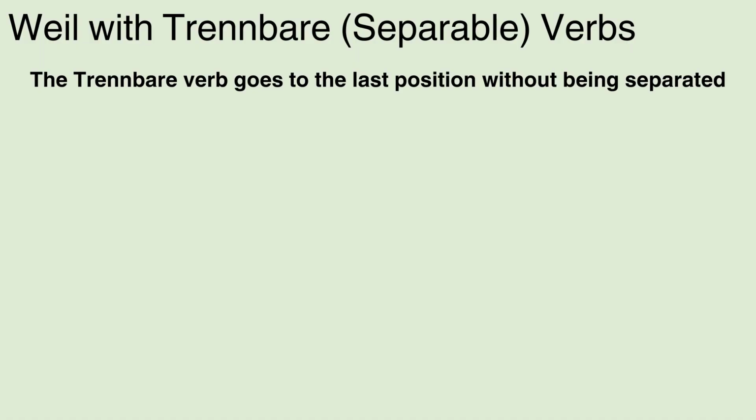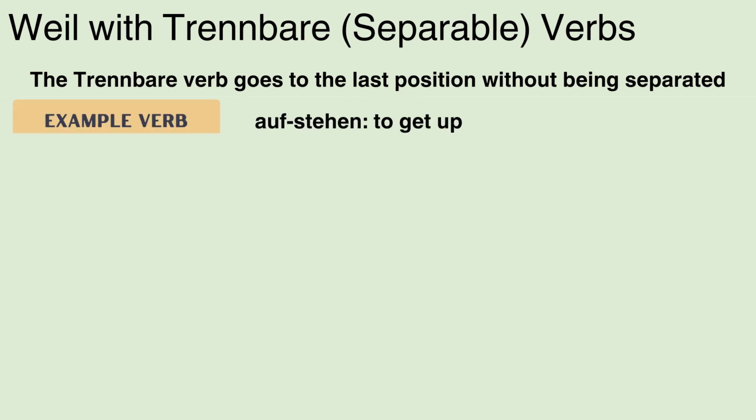Now let's take a look at the next use case, which is using weil in a sentence which contains a separable verb, or in German, Trennbare verb. So when we use weil in a sentence which contains a separable verb or Trennbare verb, then the verb will not be separated and it will go to the end in its complete form. So let's take an example. For this example, I will be using the verb aufstehen, which means to get up.